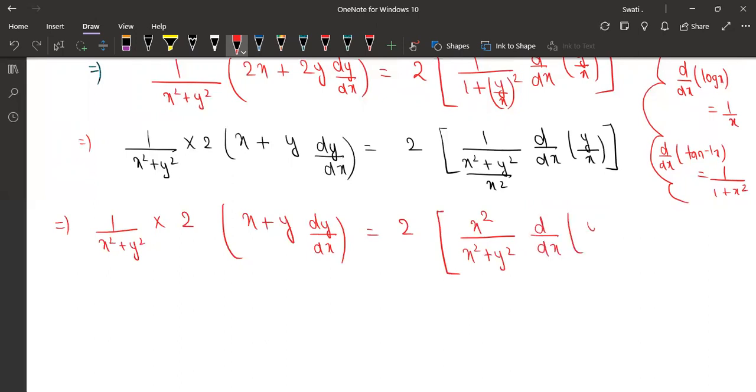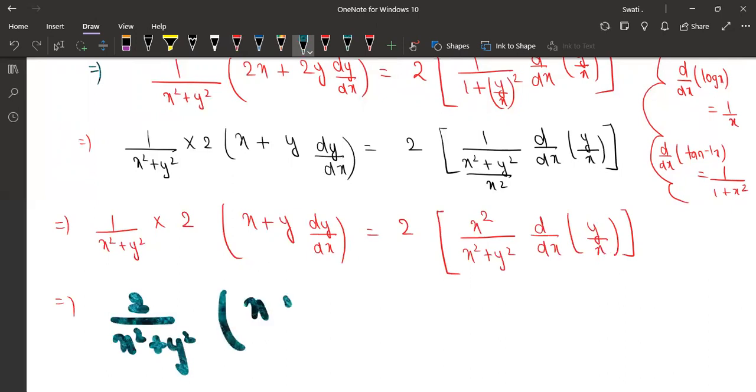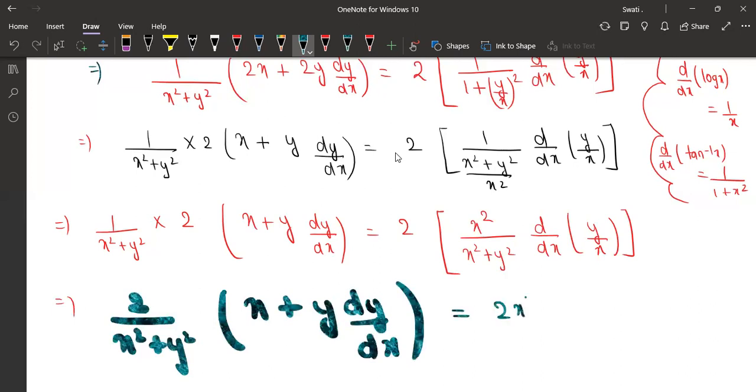Again, I have not used the quotient rule in this step as well. I will use the quotient rule now. So this will become 2 upon (x square plus y square), and this part as it is, (x plus y dy/dx). Let me just decrease the width a little bit. And this will become 2x square upon (x square plus y square), right?